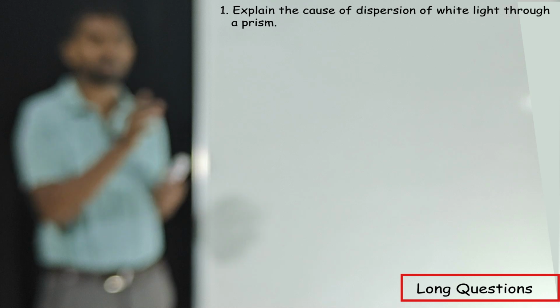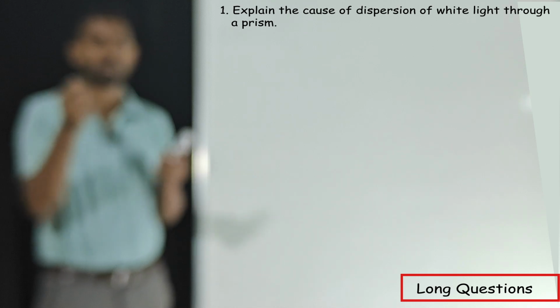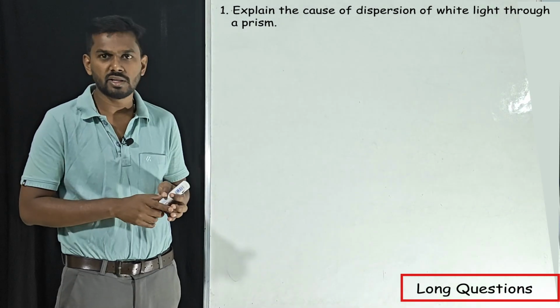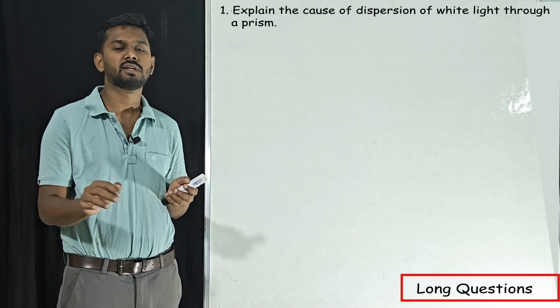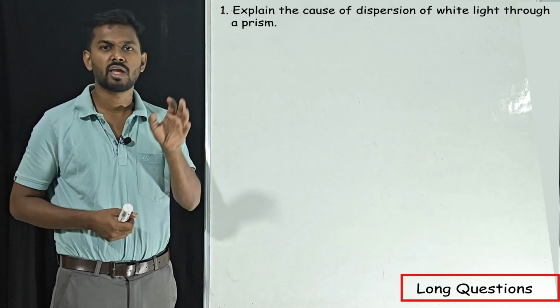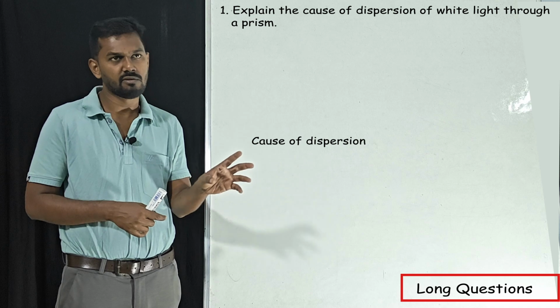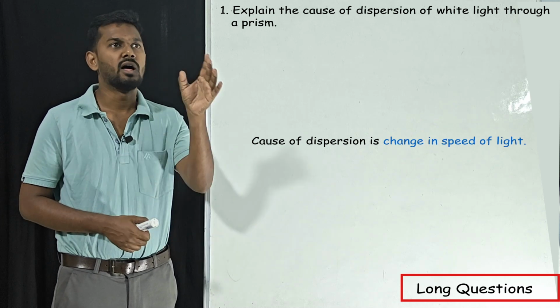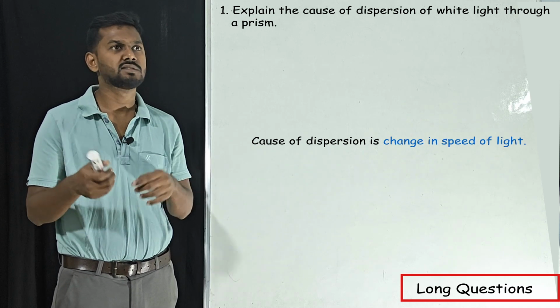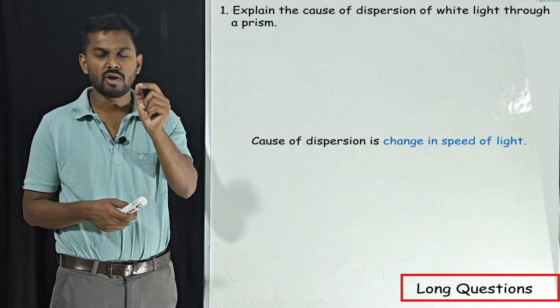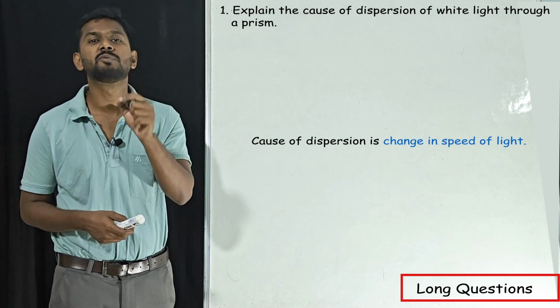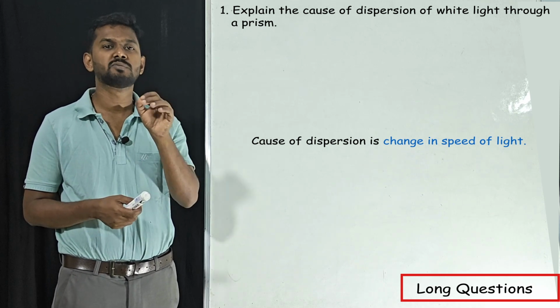See, the cause of dispersion, why there is a splitting of white light, that is what they are asking. The very simple answer is speed of light. There is a change in speed of light because of the wavelength, and that is the cause of this dispersion. The cause of dispersion of white light is the change in speed of colors.